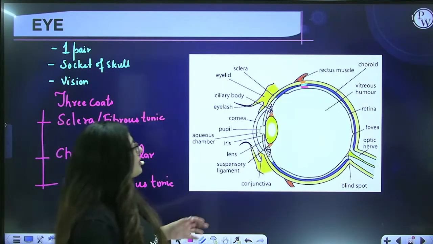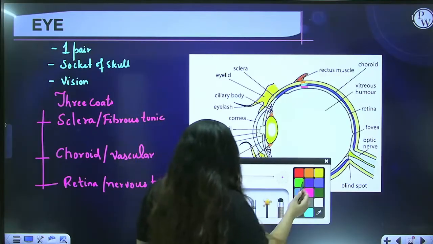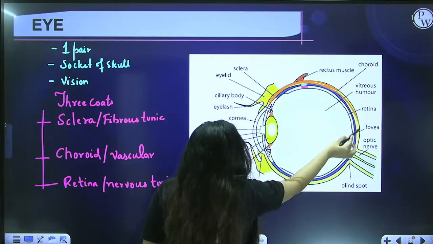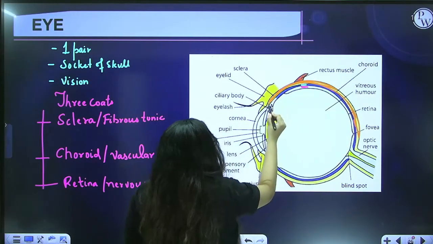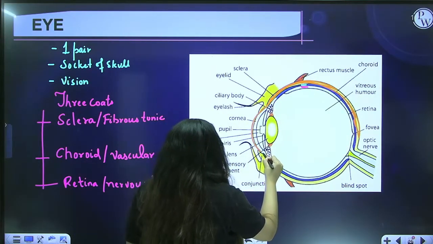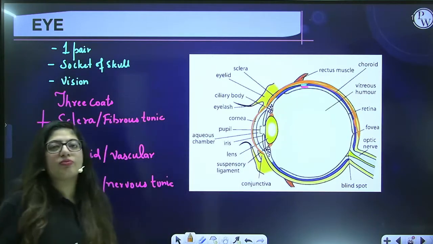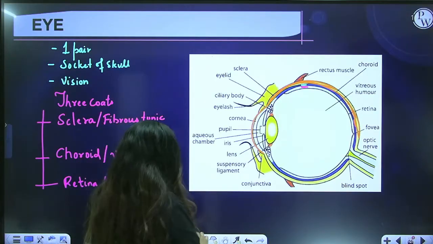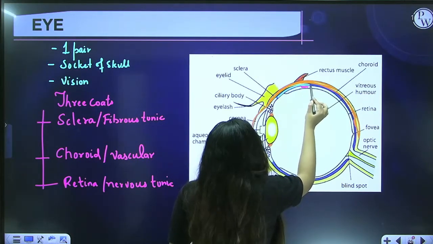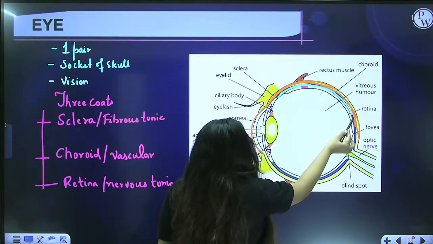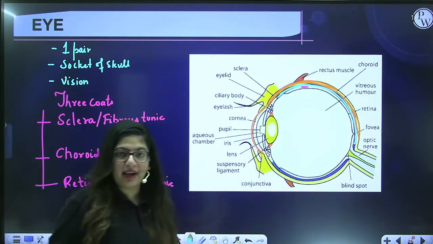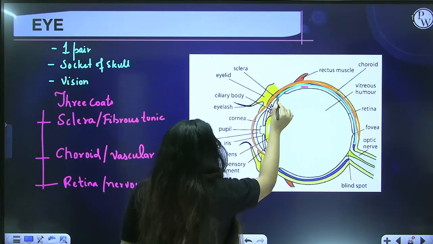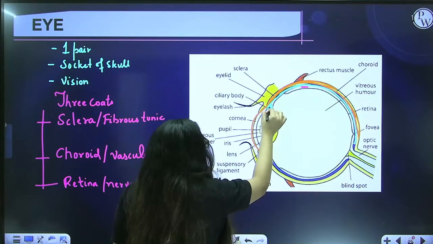We'll see clearly that the sclera, the outermost layer, is thicker at the posterior end, whereas coming anteriorly it becomes thinner, and anteriorly it forms the cornea. Similarly, the blue-black colored layer is your choroid. The choroid is very thin posteriorly, just opposite to the sclera, and anteriorly it forms first the ciliary body, and then it will form the iris.